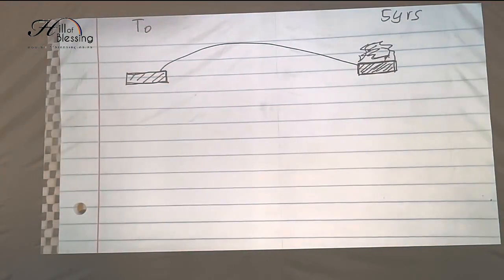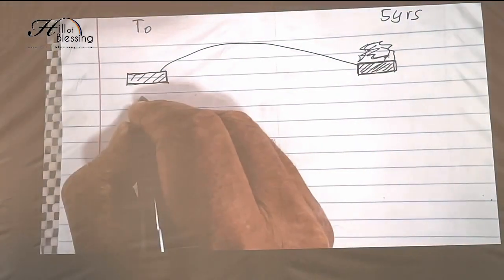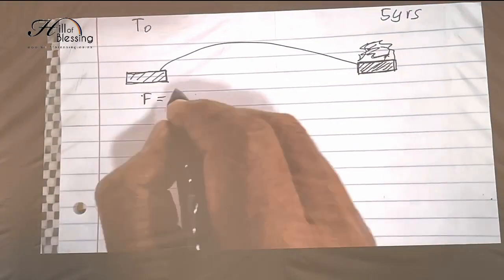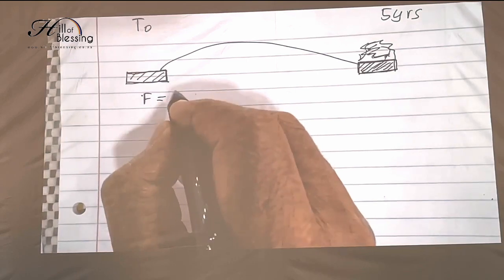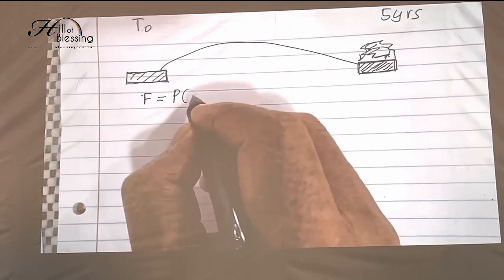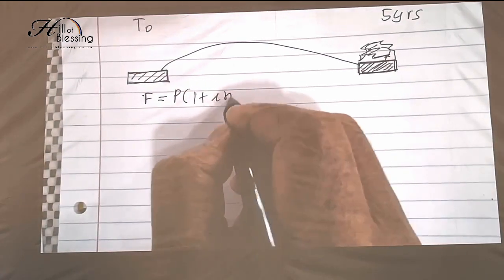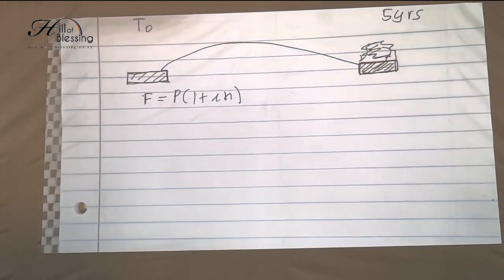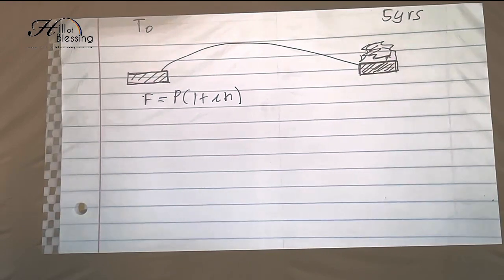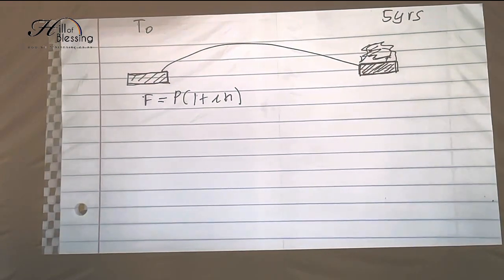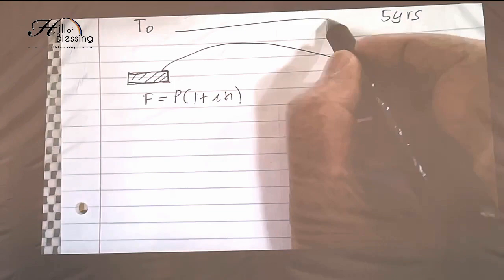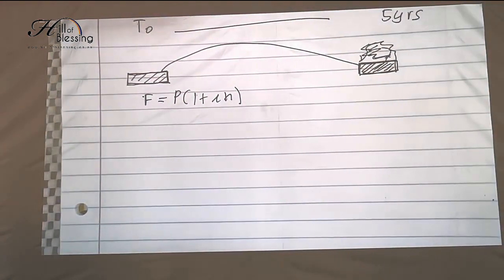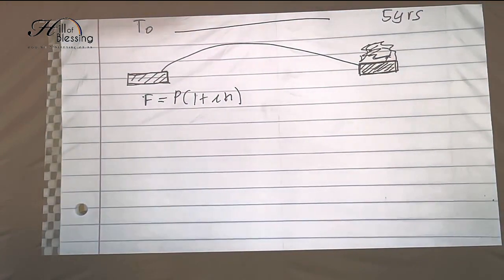Now, as you can see in this formula that we have here, right? So you've got F, the future value of your investment. P is the principal, 1 plus i times n. Now, when you look at this equation, the first thing you need to know is it's a linear equation. Now, linear means that the interest goes in a straight line.